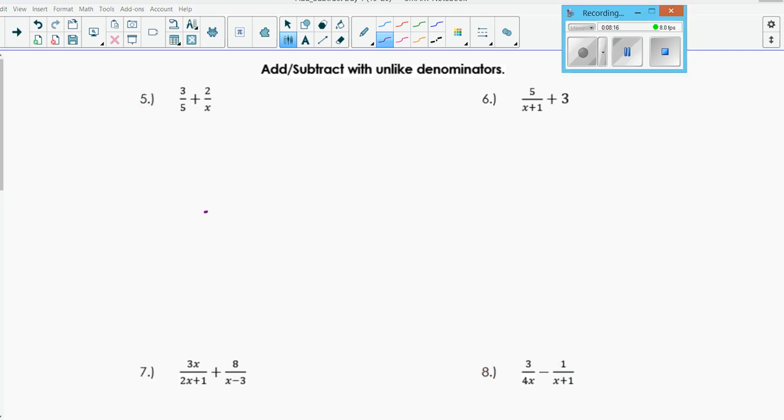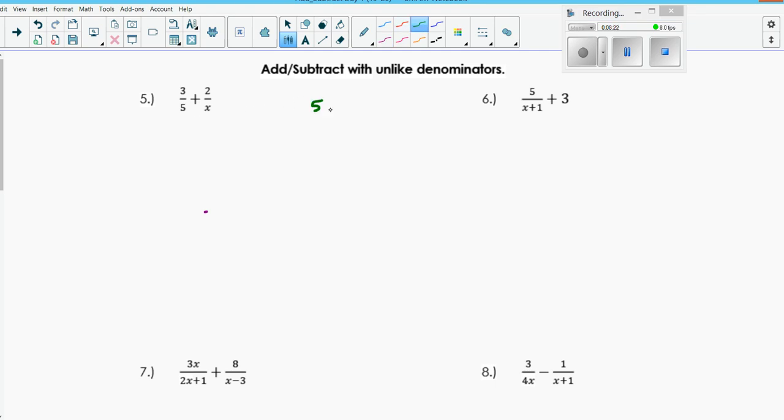Okay. So, we now have unlike denominators. So, over here, I always list them out. I have a denominator of a 5 and a denominator of an x. There's nothing I can do with those to make them the same. So, the only option I have is to multiply them by each other. So, over here, I'm going to multiply it by x over x. And over here, I'm going to multiply it by 5 over 5. Okay, making my least common denominator 5x.